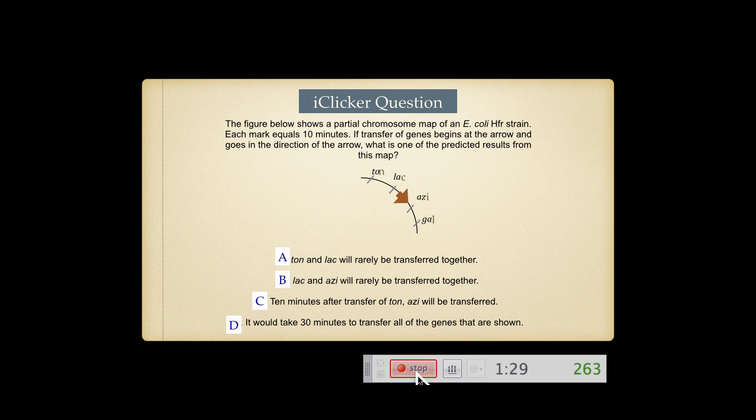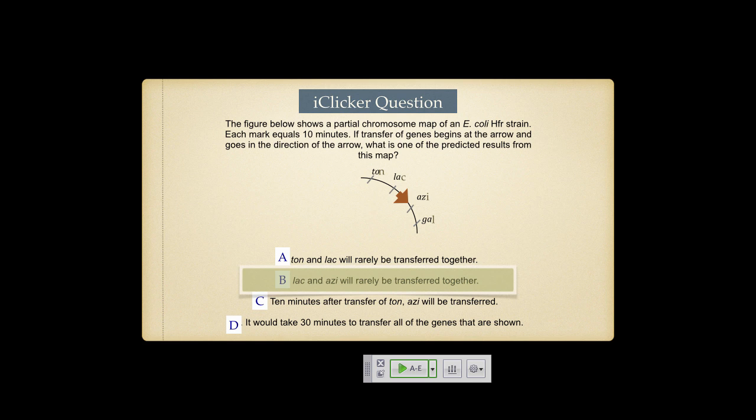3, 2, 1. Okay, so what's the answer? All right. So here's the transfer. Okay. So do you see why tonB and lac would be most likely transferred together in most experiments? Yeah. It's only 10 minutes apart. But what about lac and azide resistance? About how long is it going to take before the azide resistance transfers?